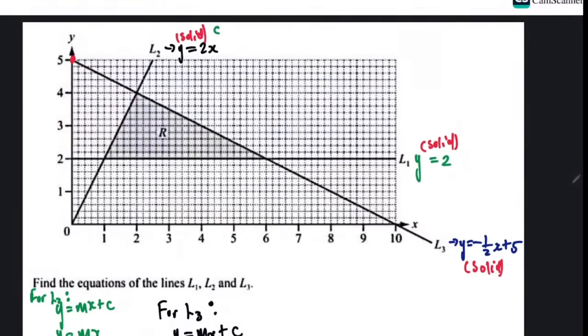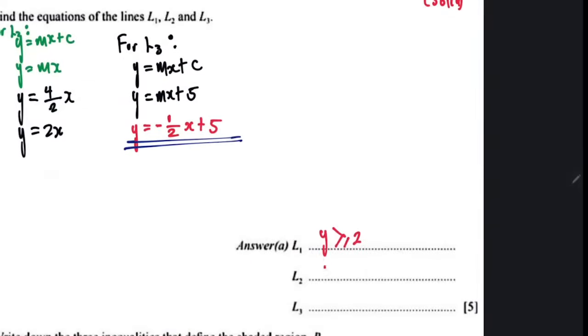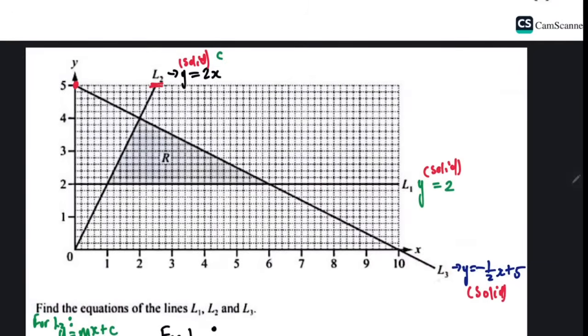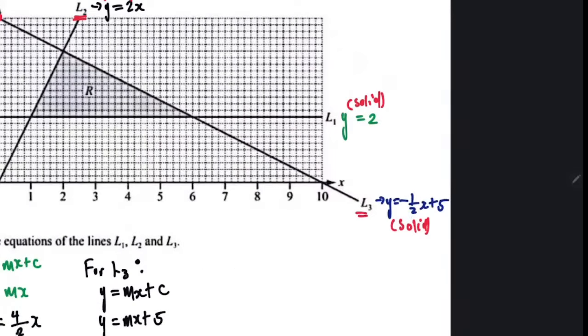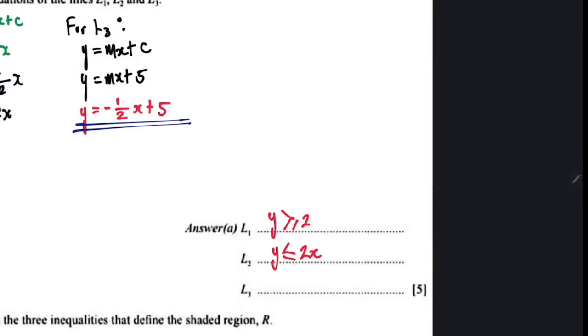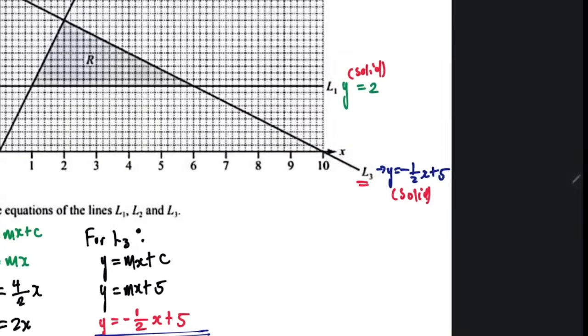Then you can see it is below y equal to 2x, line number 2. It's below it. So that means you're going to say y is less than. Since it's solid, you also say or equal to, then you now put 2x. Then line number 3 is negative half x plus 5. You can see it's below it, so y is less than, and since it's solid, less than or equal to negative half x plus 5. Well done.